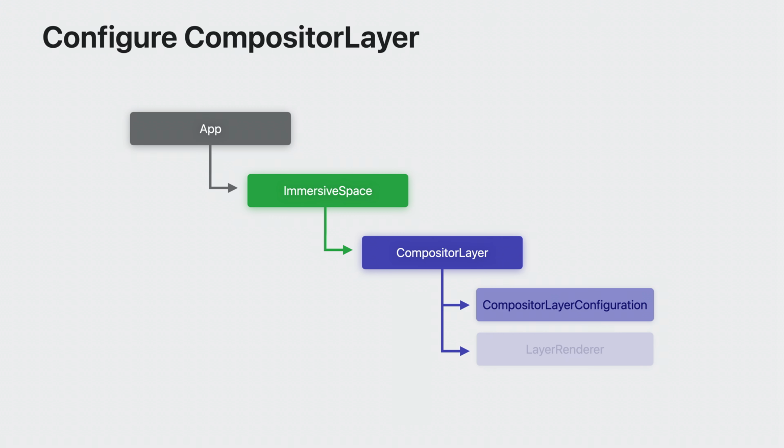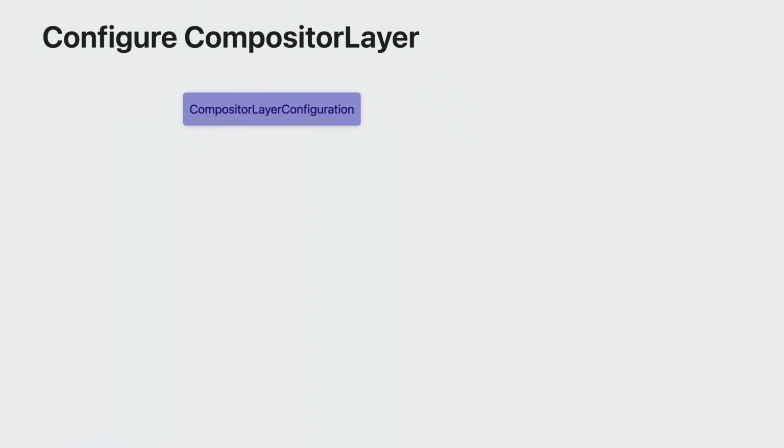After setting up the application and before getting in the render loop, you'll tell compositor services how to configure the layer renderer. To provide a configuration to the compositor layer, you will create a new type that conforms to the compositor layer configuration protocol. This protocol allows you to modify the setup and some of the behavior of the rendering session. The compositor layer configuration provides you two parameters.